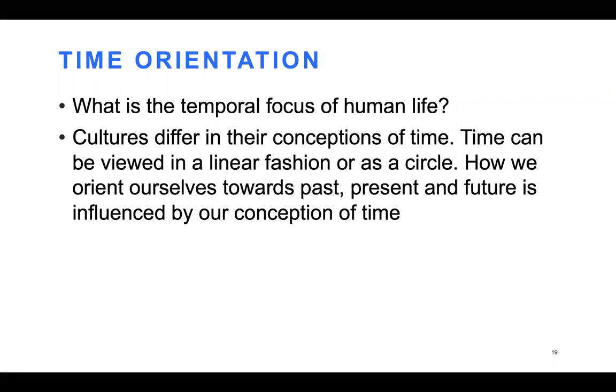People from monochronic time orientations view time as linear and tend to do one thing at a time. So that's monochronic. Whereas people from polychronic time orientations view time as cyclical and will attempt to perform multiple tasks simultaneously.